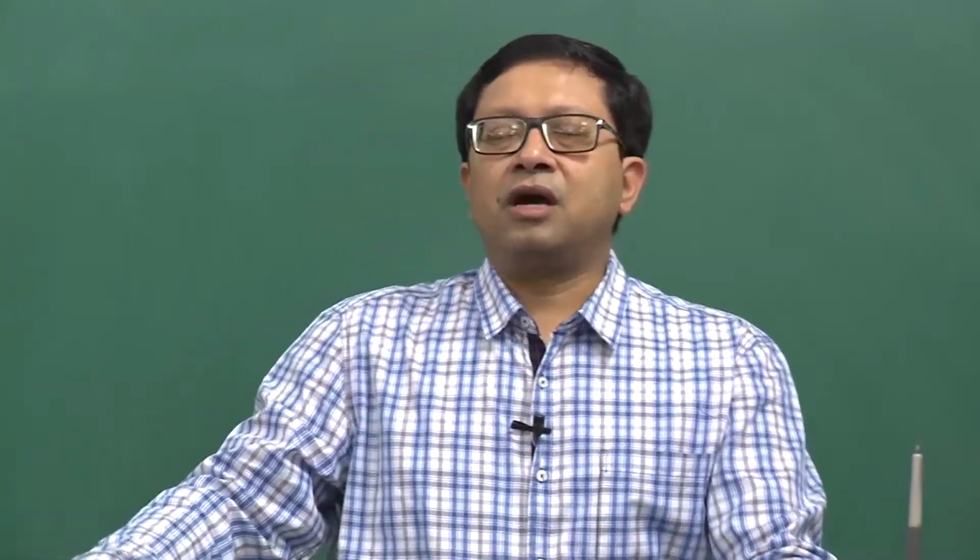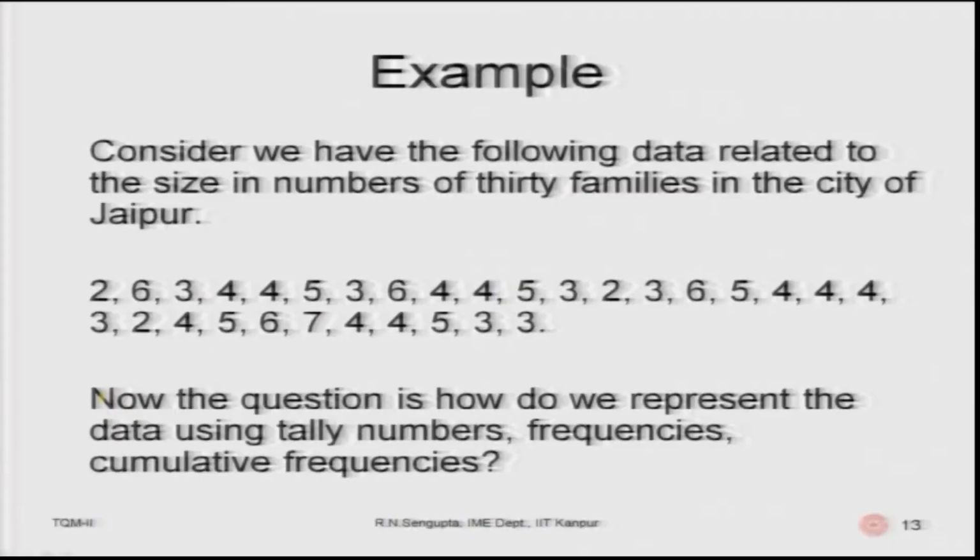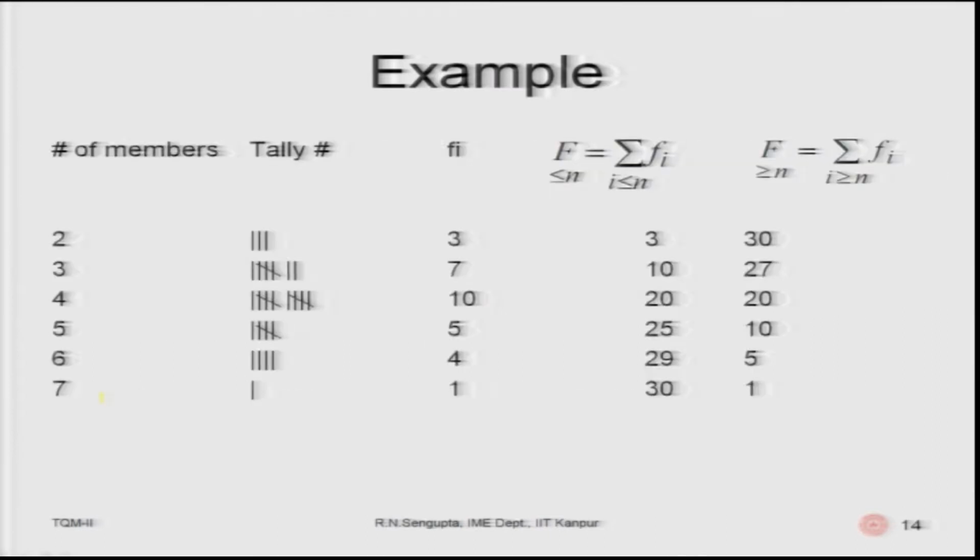So, we will try to find out the concept and extend it for future discussion. Now, consider this, we have the following data related to the size of 30 families in the city of Jaipur. They are 2, 6, 3 and so on till 3 and 3. Now, the question is how do we represent the data using tally numbers, frequencies and cumulative frequencies. The main focus is frequencies.